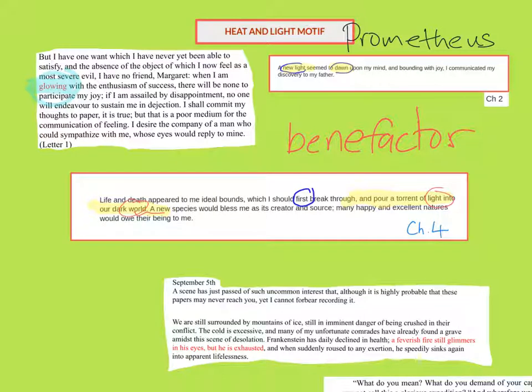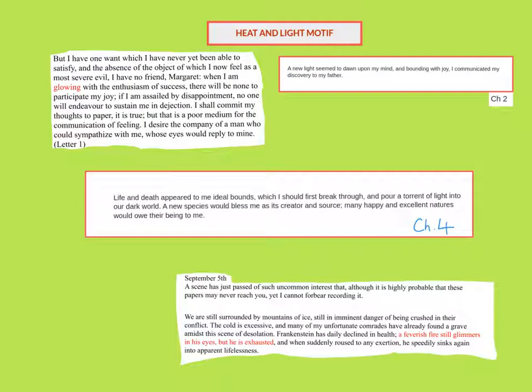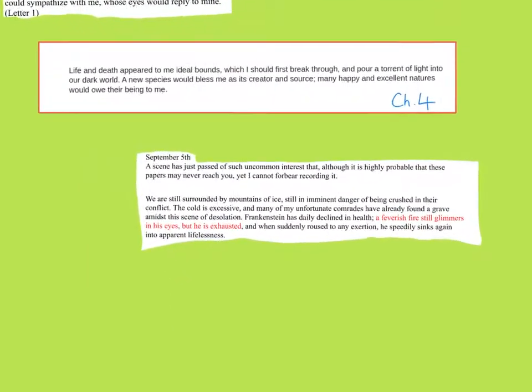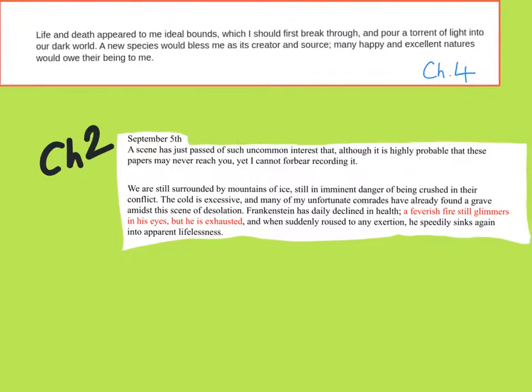this novel. I just wanted to raise that before we get to this last quote here, which is from chapter 24 in the novel, very late, the last chapter, when Victor is no longer able to continue his narrative. And then we have, quote, Walton in continuation. These are the last sort of moments of Victor Frankenstein. And you'll notice here, we are still surrounded by mountains of ice, still in imminent danger of being crushed in their conflict. Superiority of nature here.